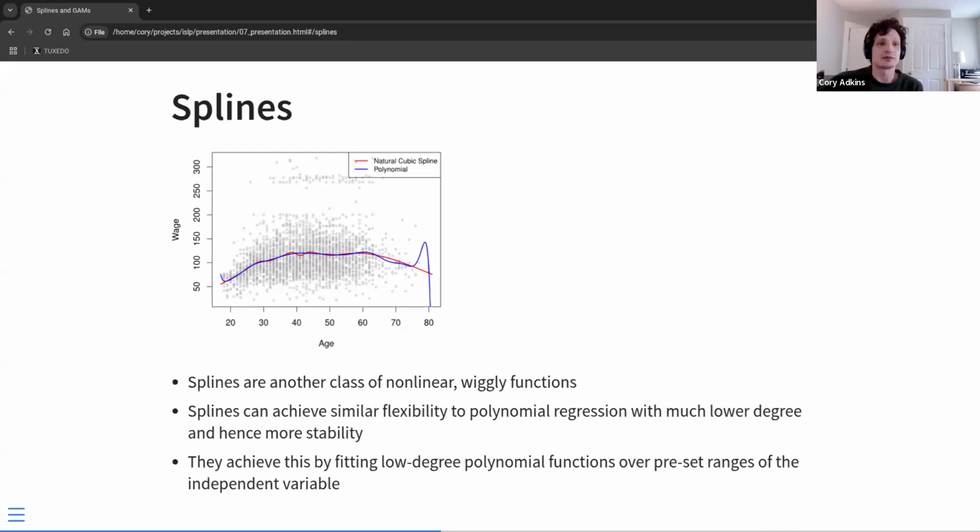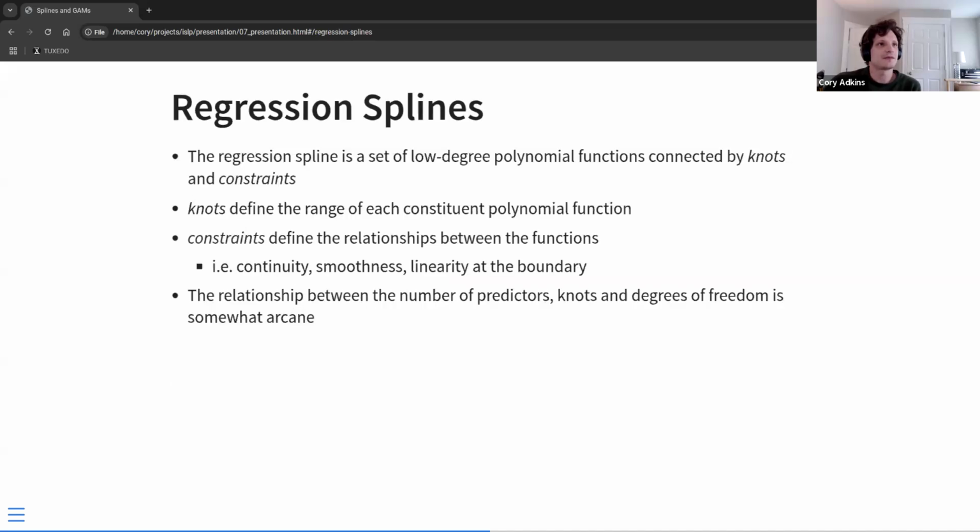The way this works is that we're fitting multiple low degree polynomial functions over preset ranges of the independent variable, the X. This first, most basic spline is a regression spline, I think so called because it uses the machinery of linear regression to fit the spline. It can be written down using the basis function framework, so it's a pretty user-friendly variant. It's just a series of these polynomial functions connected by knots.